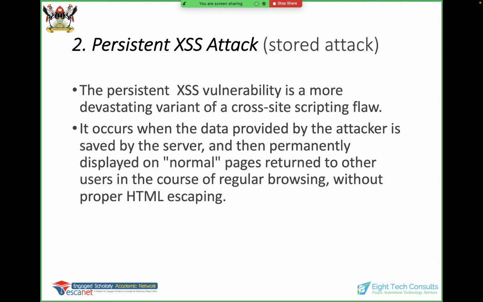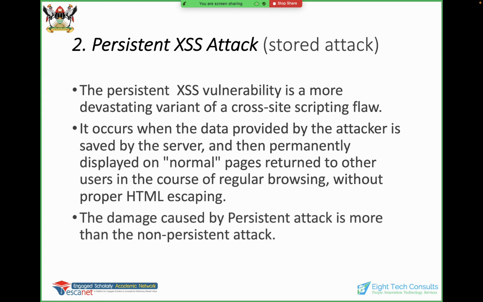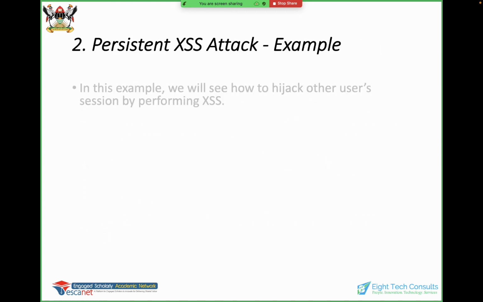You see, that's the whole problem. It occurs when the data that was provided by the attacker is saved on the server. The other one was just displayed, not saved. But with this one, the attacker has found his way to save his malicious code to a server. Pages are returned to the user in the course of regular browsing without proper HTML escaping. So the damage caused by the persistent attack is more than that of a non-persistent attack.